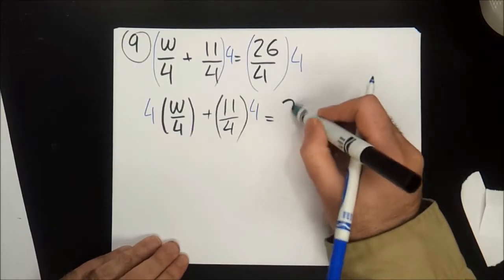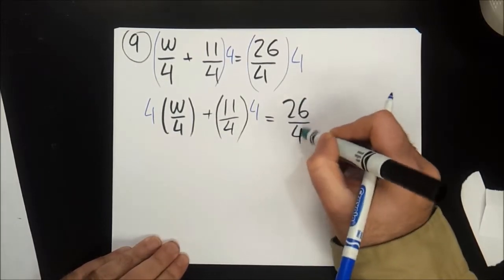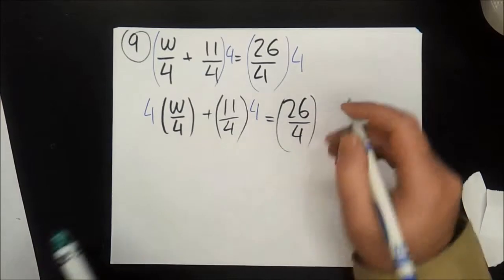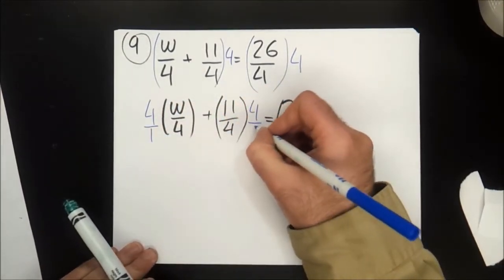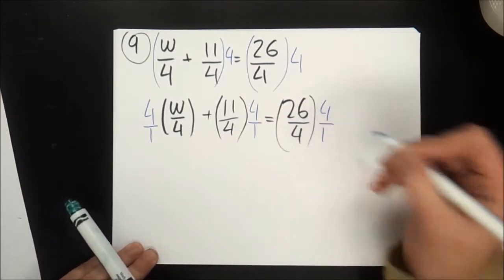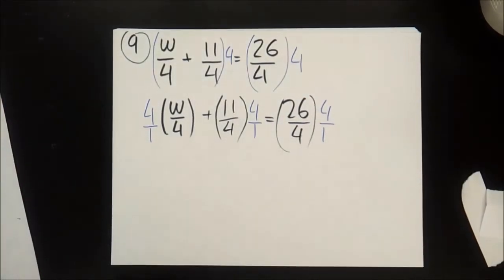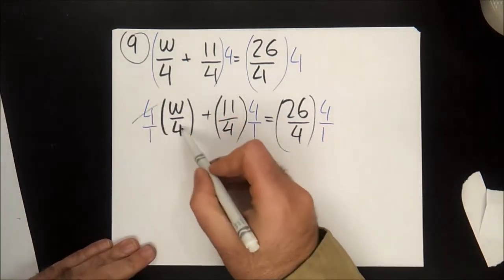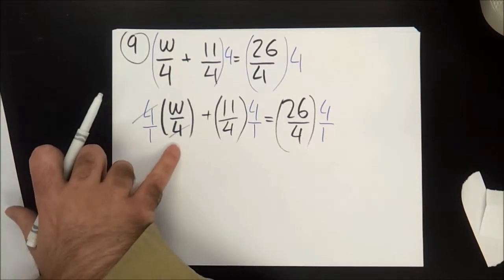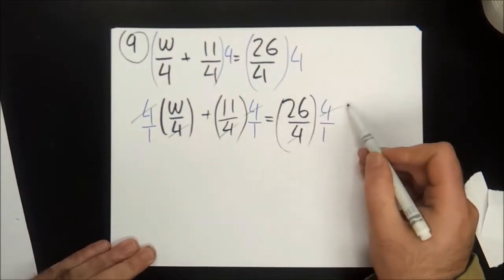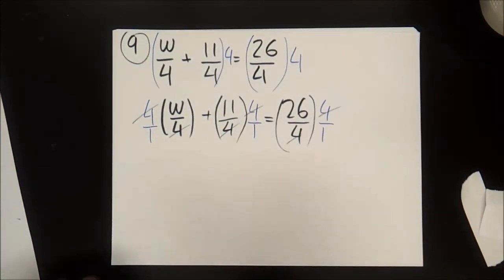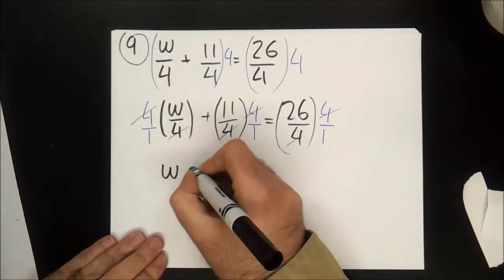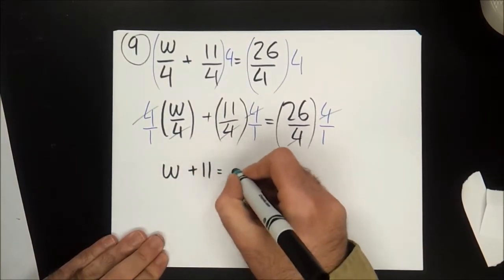And here I have 26 over 4 times 4. If it helps you, you can write this 4 over 1. That way you can visualize that 4 is in the denominator, because 4 over 1 is still 4. But what this allows us to do is to cancel out a 4 here, a 4 here, 4 in the numerator, 4 in the denominator. Cancel, cancel, cancel, cancel. So after I do all that, I get W plus 11 equals to 26.